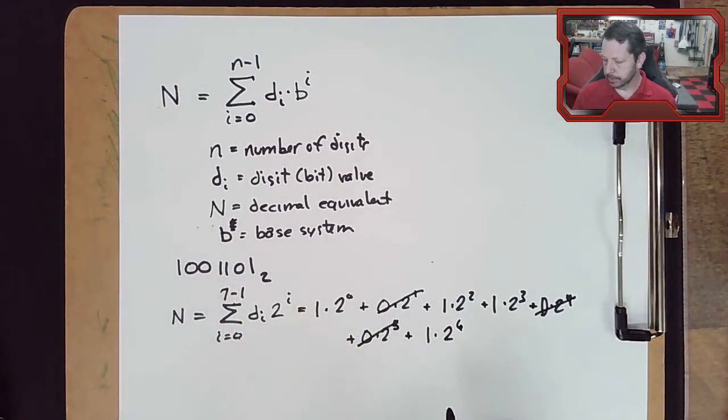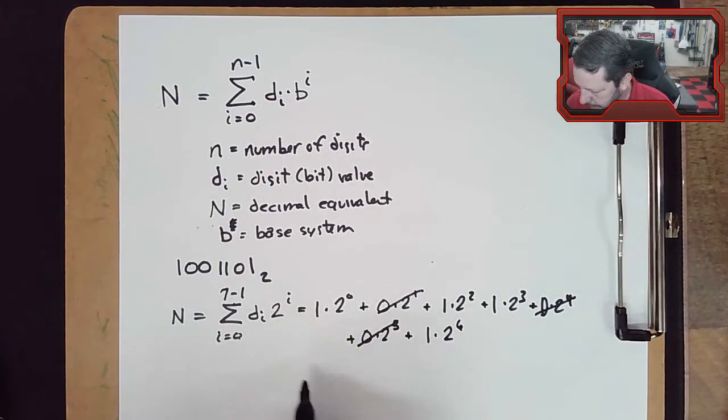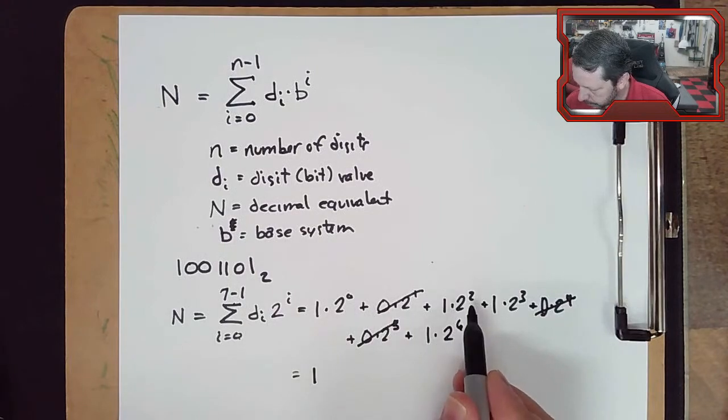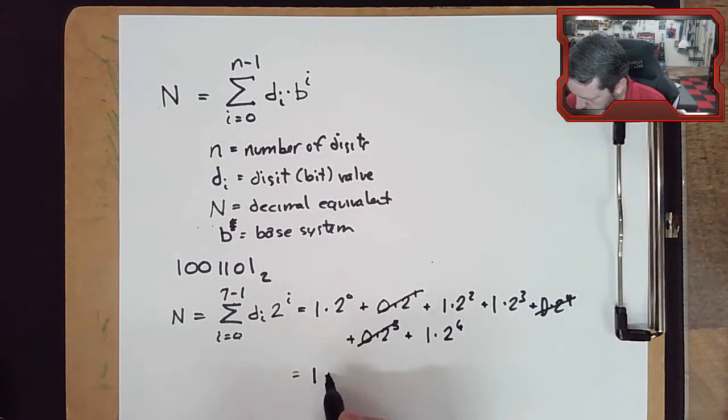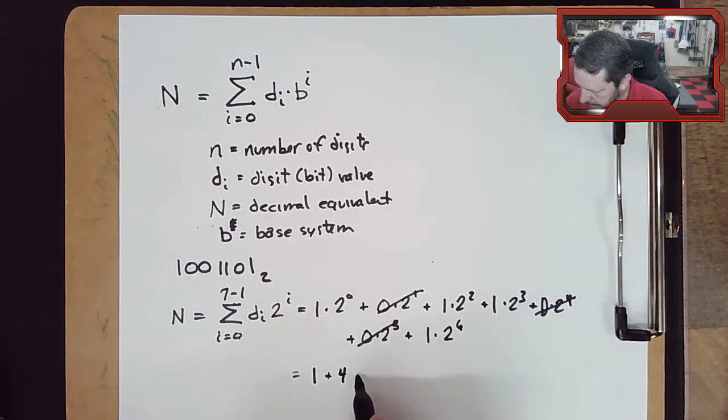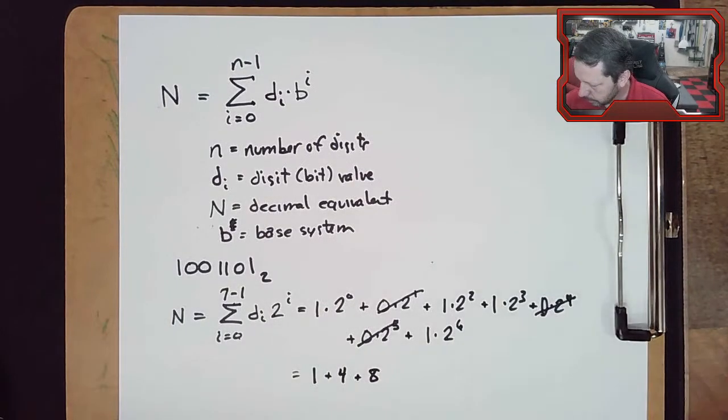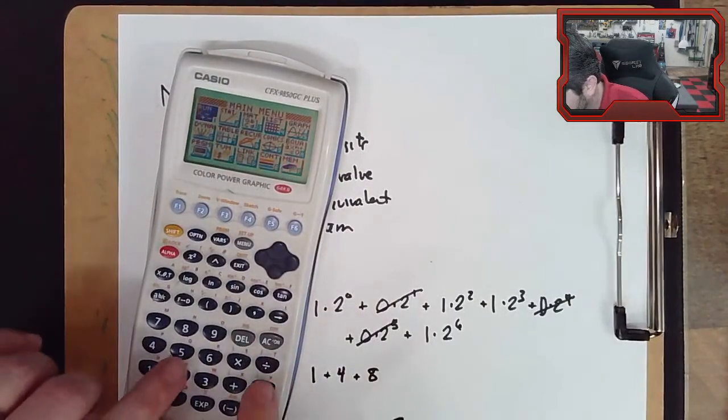This should be the 3 zeros. So we really only have to add 1 times 1, 1 times 4, 1 times 8, and I don't know what 2 to the 6th is. Let's see.